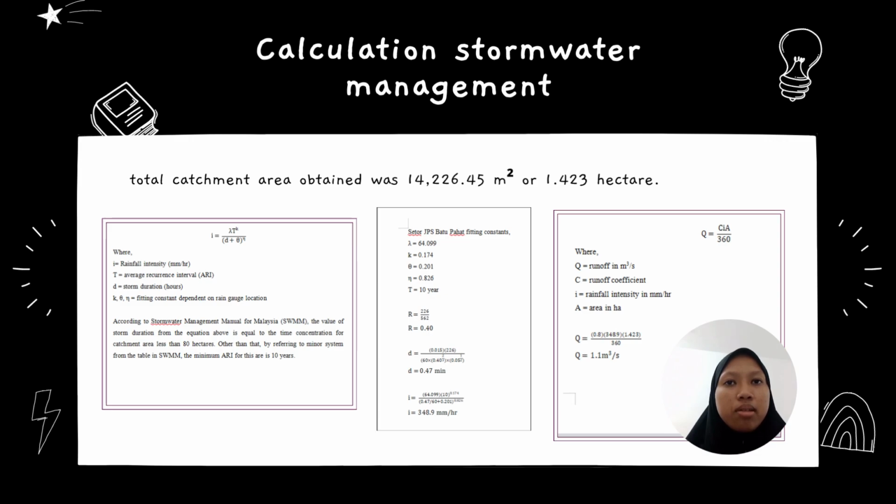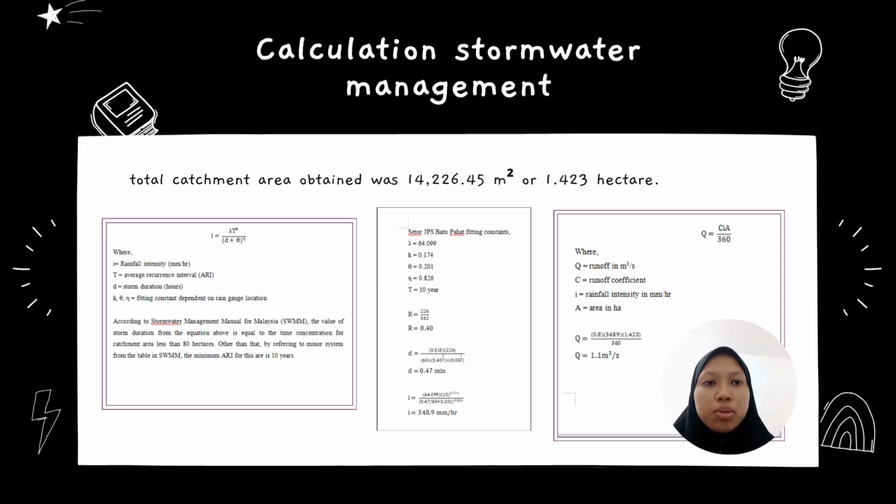Next, estimate the runoff coefficient, which is C, values for each segment if there are different land covers. Next is to calculate average runoff. And lastly, calculate peak flow rate for the selected area. For the total catchment area, what we obtained was 14,226.45 meters square or 1.423 hectare.